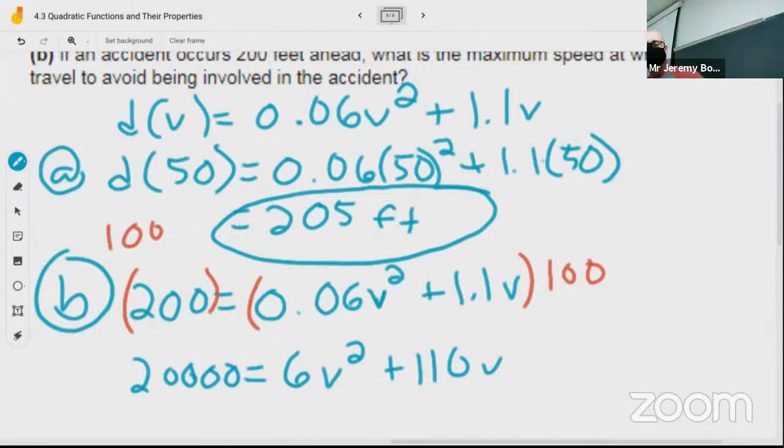And if we want to solve this, it looks like we're going to have to factor, but I don't want to factor till it's equal to 0, right? So let's move that 20,000 by subtracting it from both sides.